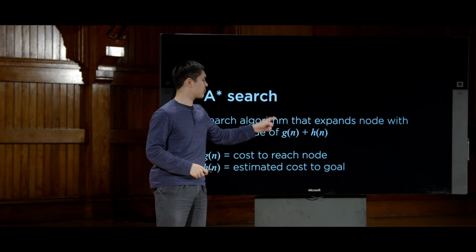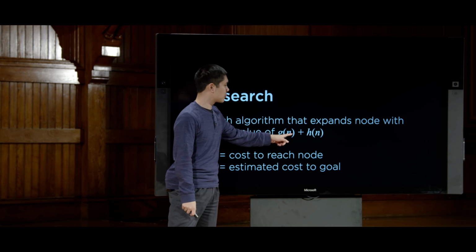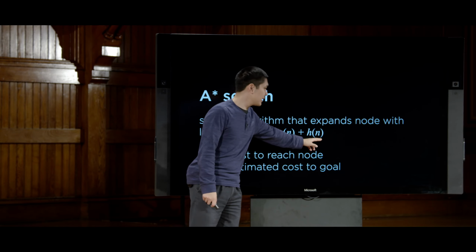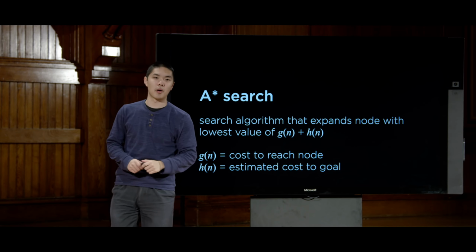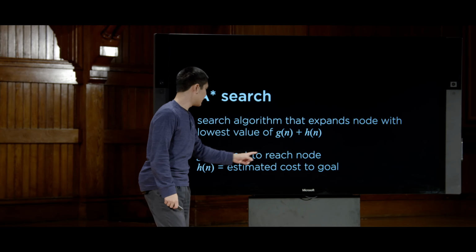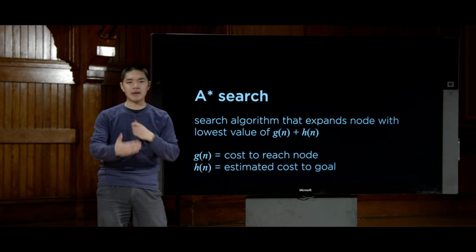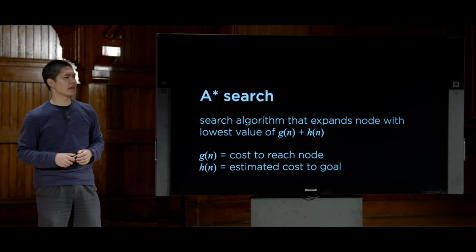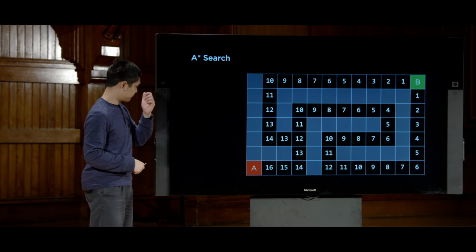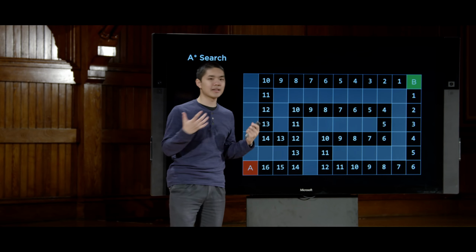So we'll search by expanding the node with the lowest value of g(n) plus h(n). h(n) is that same heuristic that we were talking about a moment ago, which is going to vary based on the problem. But g(n) is going to be the cost to reach the node, how many steps I had to take, in this case, to get to my current position. So what does that search algorithm look like in practice? Well, let's take a look. Again, we've got the same maze, and again, I've labeled them with their Manhattan distance.